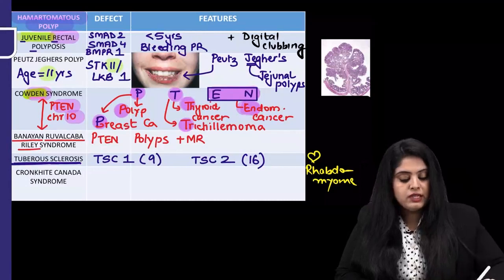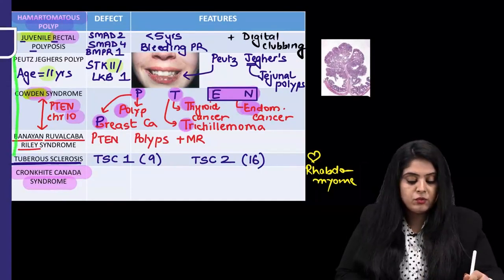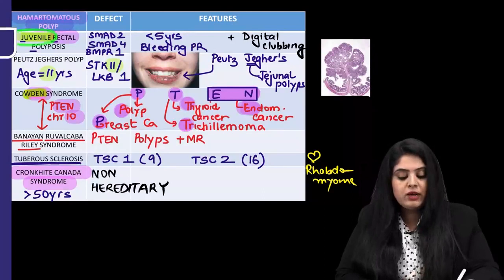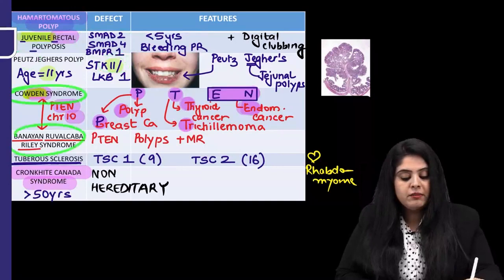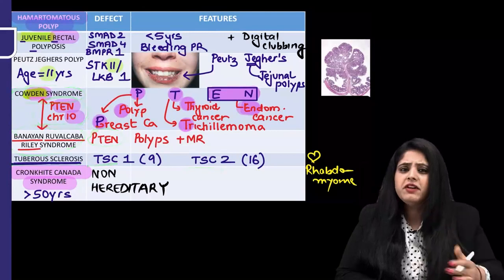Coming to the last one, Cronkhite-Canada syndrome. Finally, going to Canada. So finally, after reading so many syndromes, ma'am, I have gone old. Reading this table only, I have gone old, because this is going to happen above 50 years of age, and this is the only one which is non-genetic. It is non-hereditary. So ultimately I say that for everything, look, for juvenile polyposis you had the juvenile genetics. For Peutz-Jeghers you had STK11. For Cowden and Bannayan-Ruvalcaba you had P10. For tuberous sclerosis you had TSC. Everywhere you had a gene.